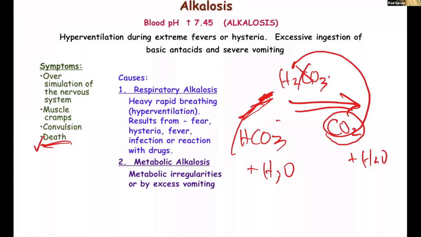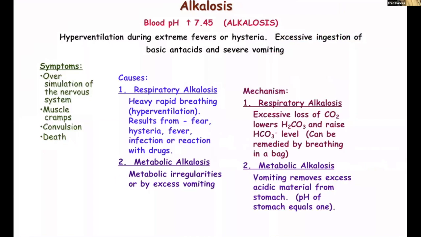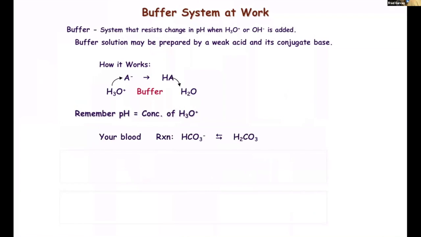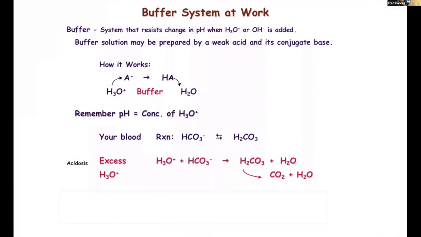Okay. Metabolic alkalosis are people who maybe throw up too much and they get rid of their natural hydrogen ion in their system. These are the mechanisms by which they occur, but I really want to show you this. This is the buffer.